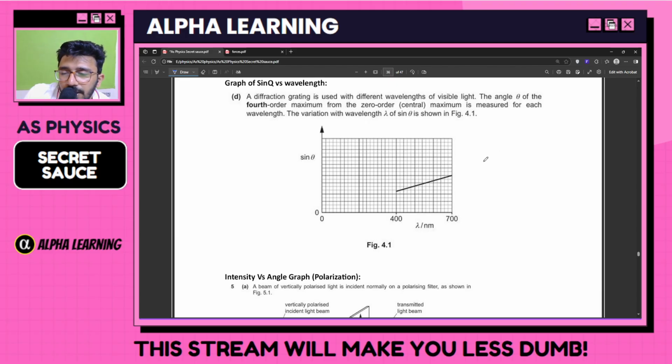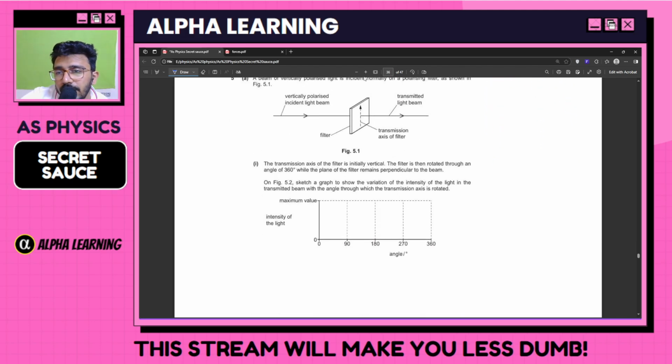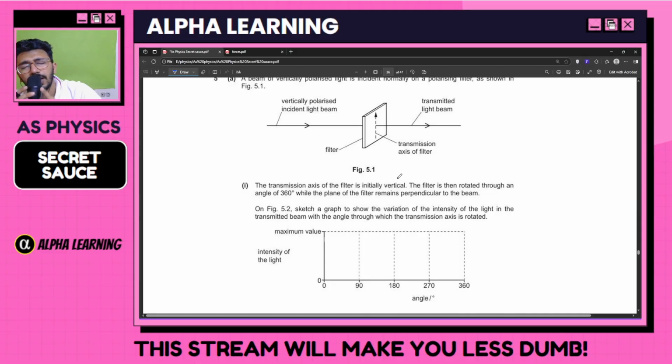Actually, then you need to understand this graph as well. This is the typical graph of a diffraction grating. d sine theta is equal to n lambda. Sine theta is plotted on the y-axis. Sine theta is equal to n lambda over d. Sine theta is on the y-axis, n over d is your gradient, lambda is on your x-axis. Simple graph, nothing complicated.